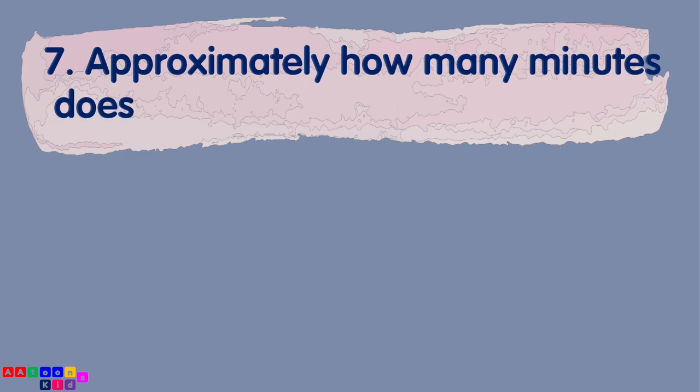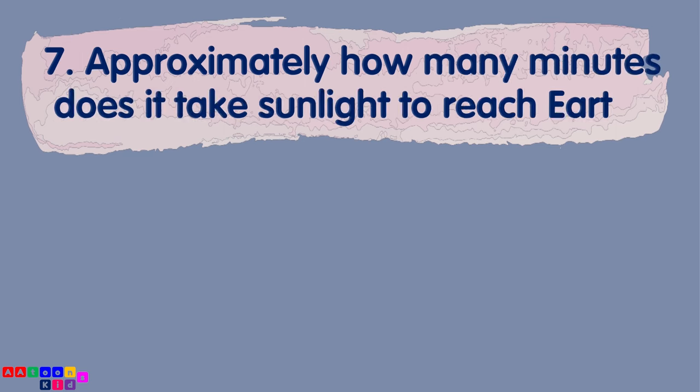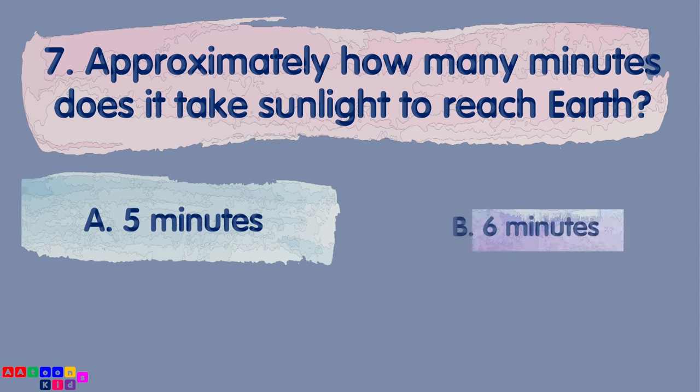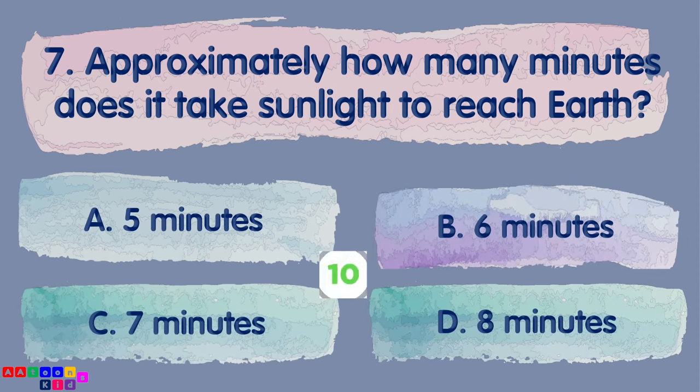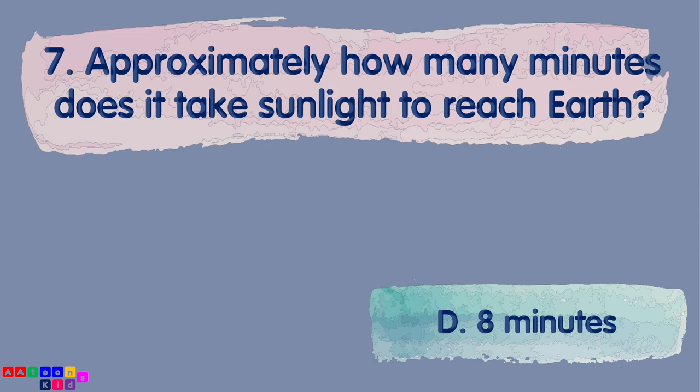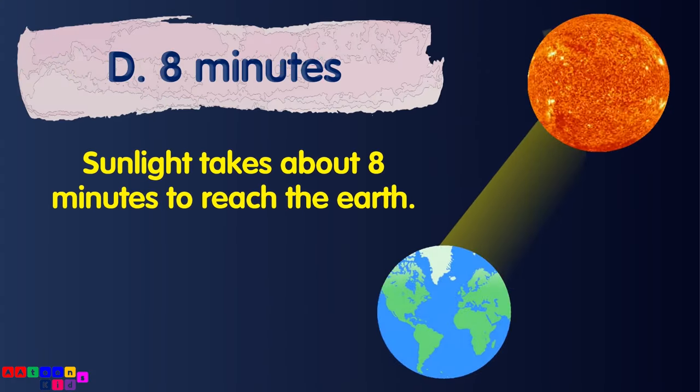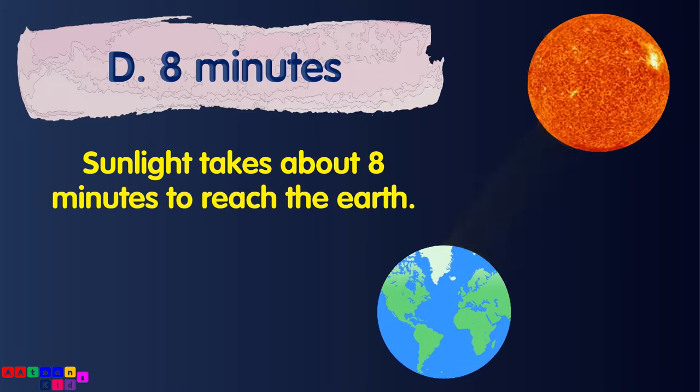Approximately how many minutes does it take sunlight to reach Earth? 8 minutes. Sunlight takes about 8 minutes to reach the Earth.